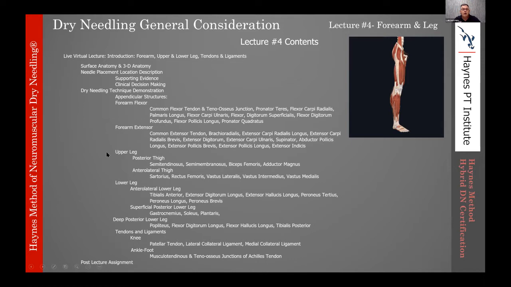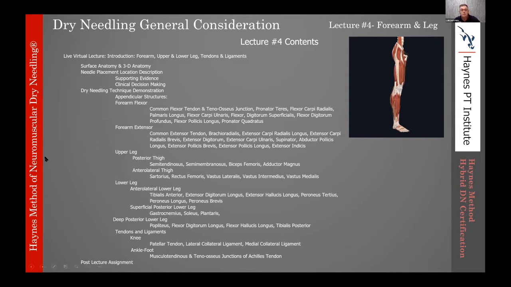We'll then move up to the upper leg and the posterior thigh. We'll look at needling of semitendinosus, semimembranosus, the biceps femoris, and adductor magnus. We'll go to the anterolateral thigh. Here we'll go after sartorius, and then all four muscles of the quad into the lower leg. Anterolateral, tibialis anterior, extensor digitorum longus, extensor hallucis longus, and then the peroneals.